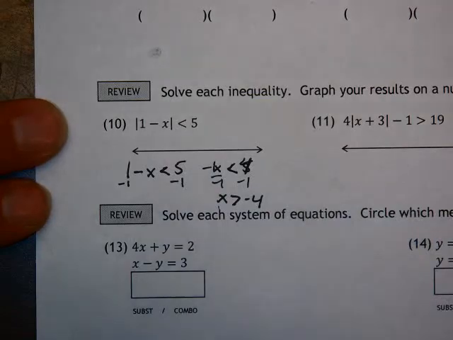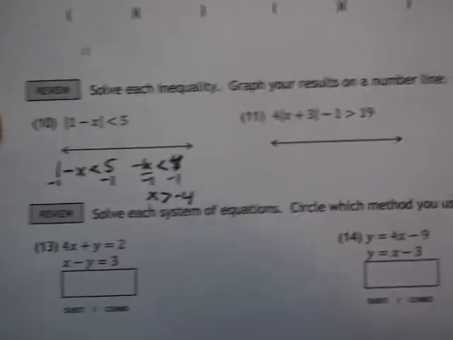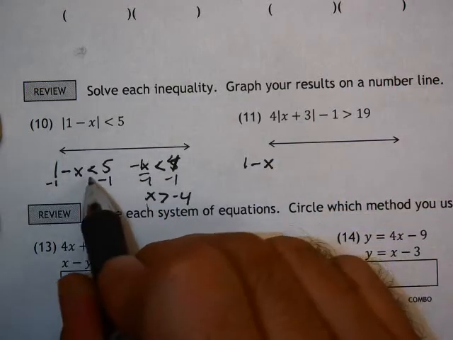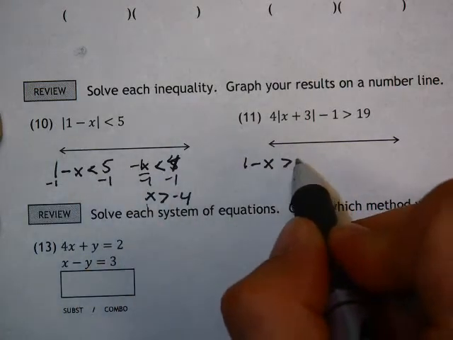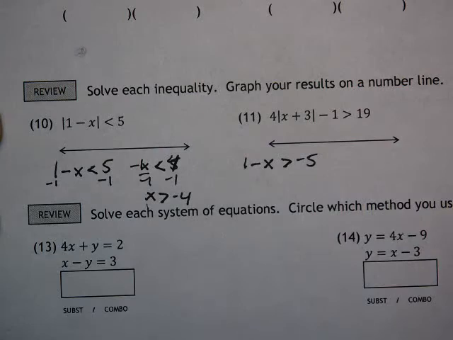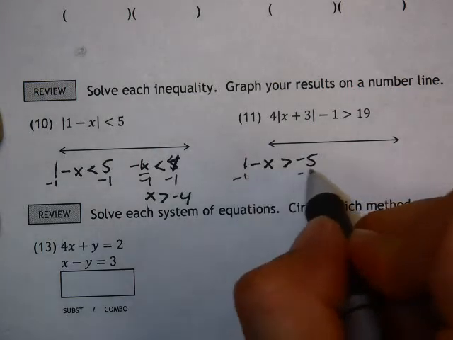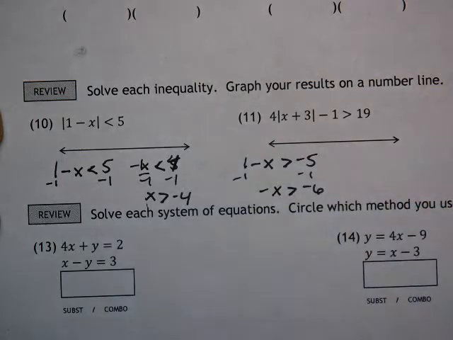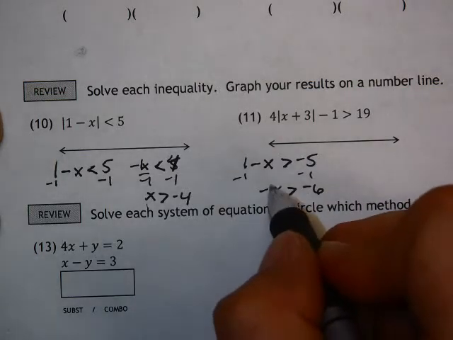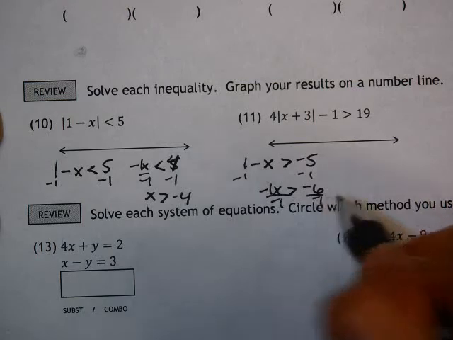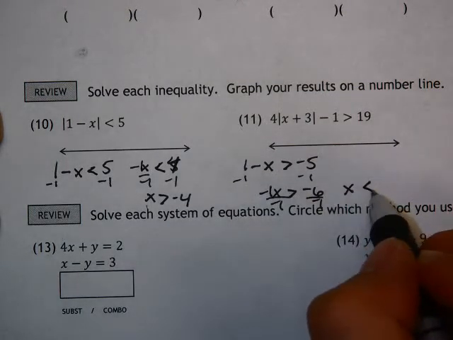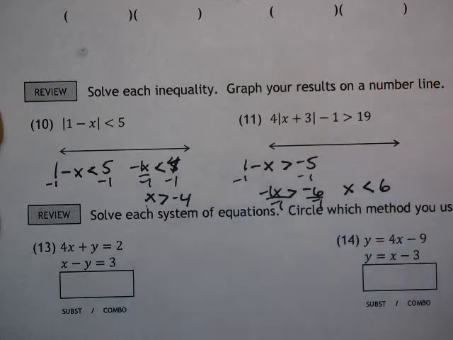And then remember, with the absolute value, you're setting up two actual problems. The second one is 1 minus x is, instead of less than 5, greater than negative 5. So now, just like before, I'm going to subtract from both sides. I get negative x greater than negative 6. This time divide by negative 1. And again, like last time, I flip the symbol one more time. It becomes less than positive 6.